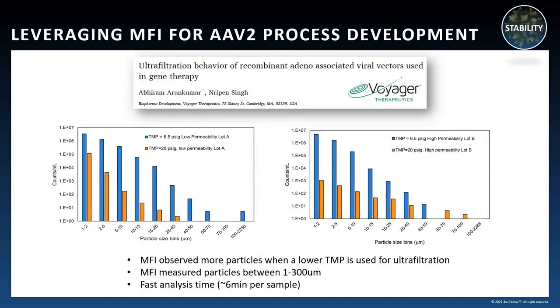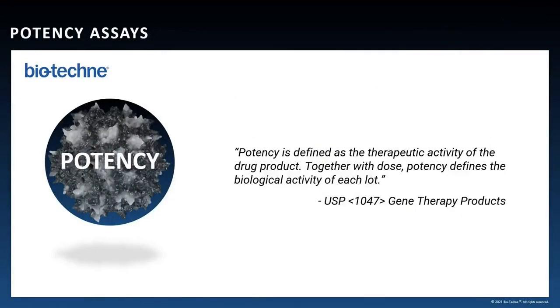We've looked at both Maurice and MFI and how they can provide stability monitoring and are useful for process development and later stage characterization. As part of stability testing, a potency assay should be conducted to measure changes in potency as a result of storage. Potency is defined as the therapeutic activity of the drug product by the USP. And together with dose, potency defines the biological activity of each lot.